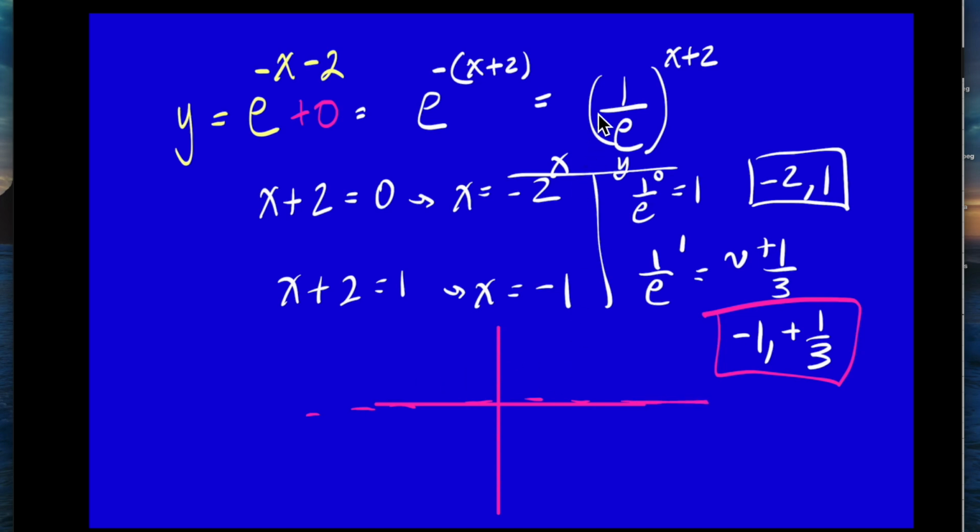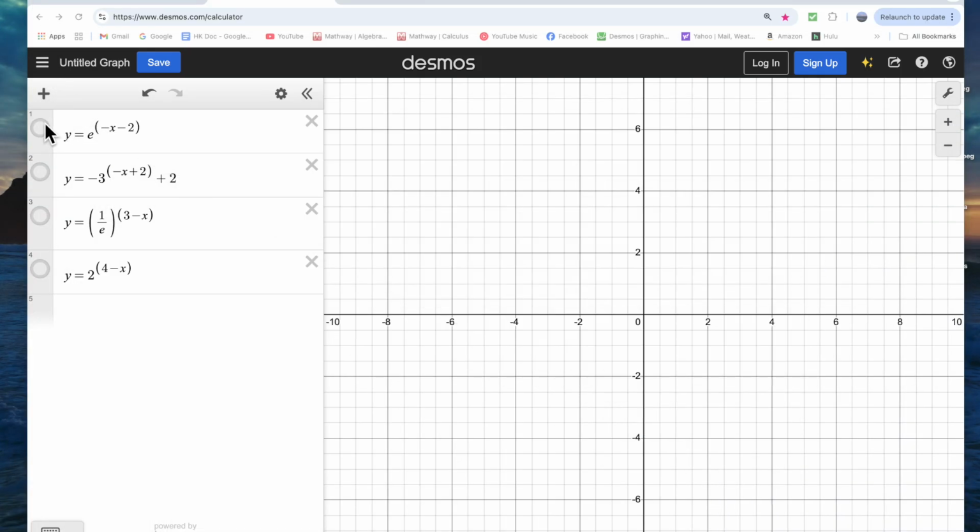So we now have a decay function coming from above because this is a plus sign out front. So we expect this graph to come down and approach the horizontal asymptote. Here our first point is at negative 2 comma 1. And our second point is negative 1 comma 1/3. And we have a graph like so. Quickly looking at Desmos, if we were to plot that graph, you could see it's a decay function.